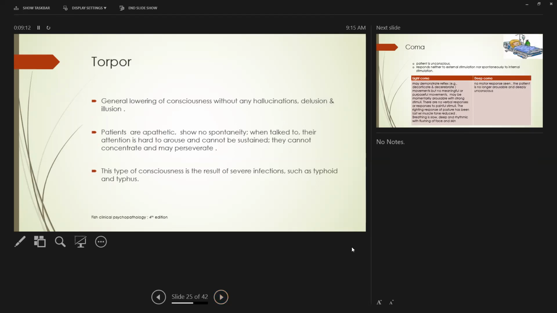Next is torpor, that is general clouding of consciousness without any hallucinations, delusions, and illusions. These patients are apathetic and show no spontaneity when talked to. Their attention is hard to arouse and cannot be sustained. They cannot concentrate and may perceive it. This type of consciousness disturbance is a result of severe infections such as typhoid or typhus.